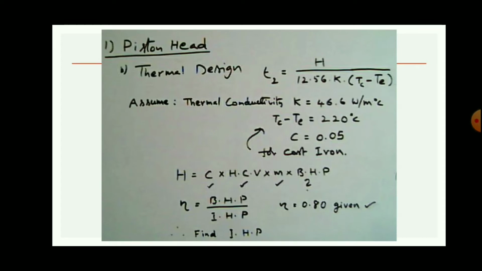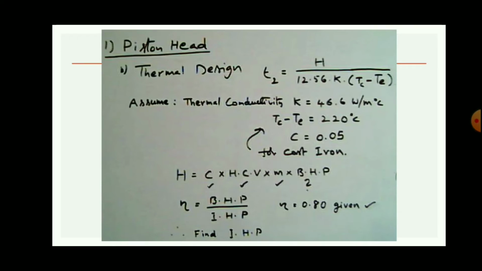And this is actually the strength design, but we have to calculate in terms of thermal design also, which is T2. For that the formula is H by 12.56 into K into TC minus TE. These K and TC minus TE are values to be taken from the data book, which are given separately for cast iron, so we can take those values from the data book.